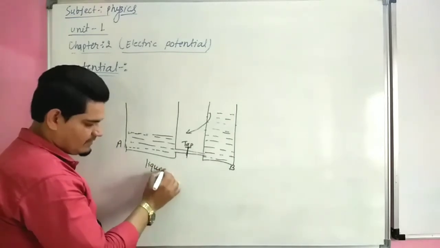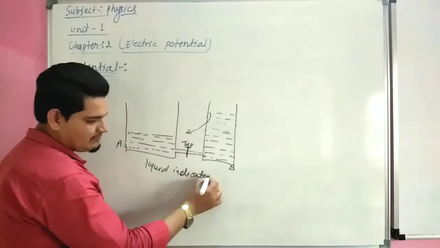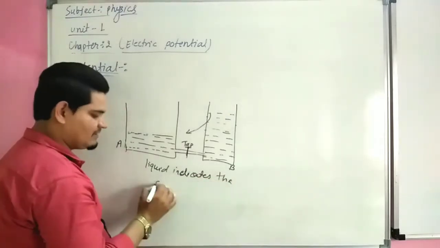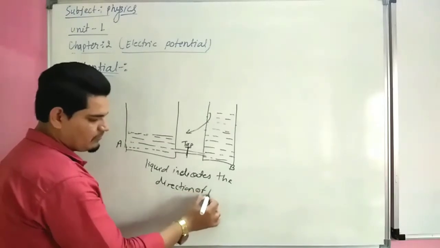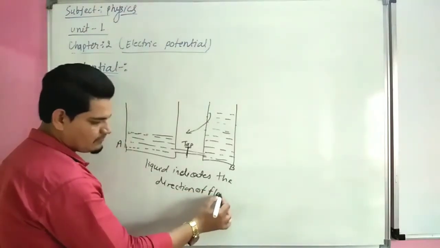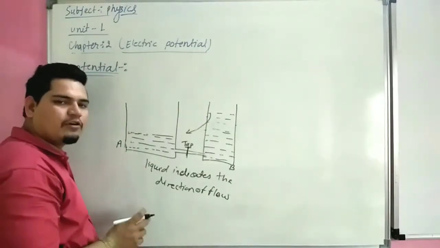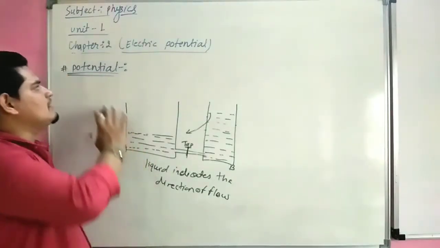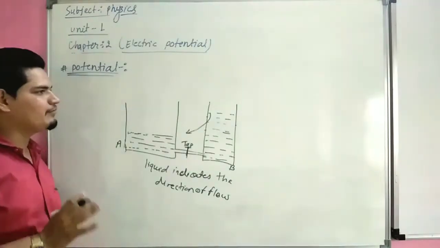Liquid level indicates the direction of flow of water. Similarly, potential indicates the direction of flow of current.